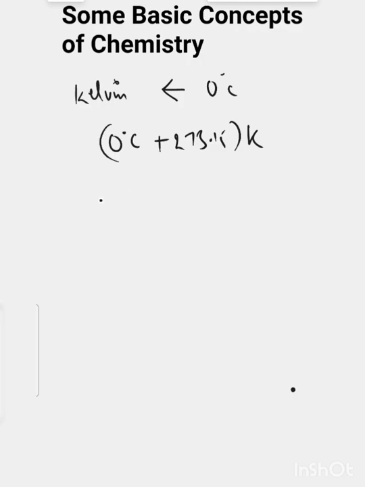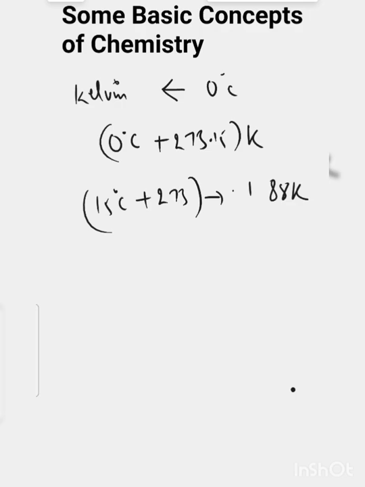So suppose we have 15 degrees Celsius, so what we have to do is simply add 273 and we will get this in Kelvin. So how much is it? 288 Kelvin. So 15 degrees Celsius is equal to 288 Kelvin. So this is a conversion between degree Celsius and Kelvin.